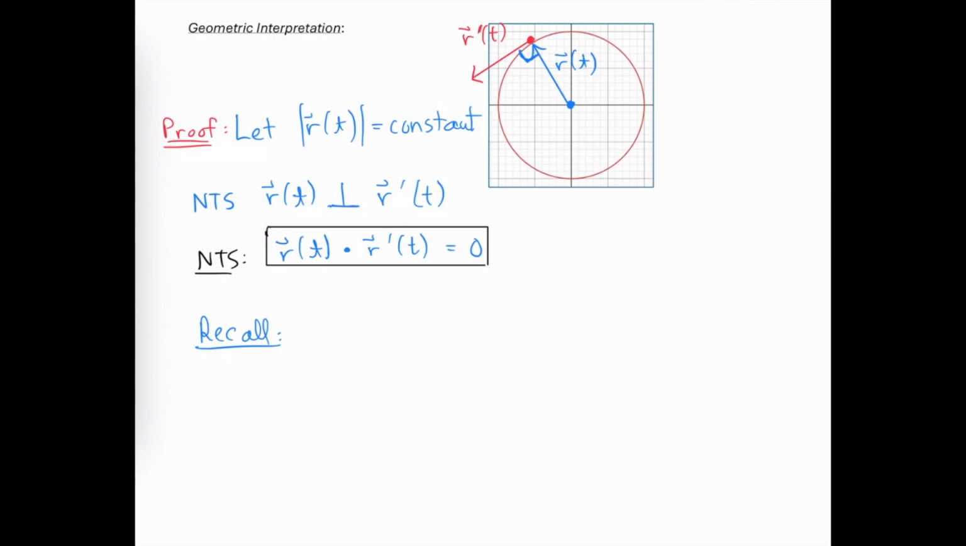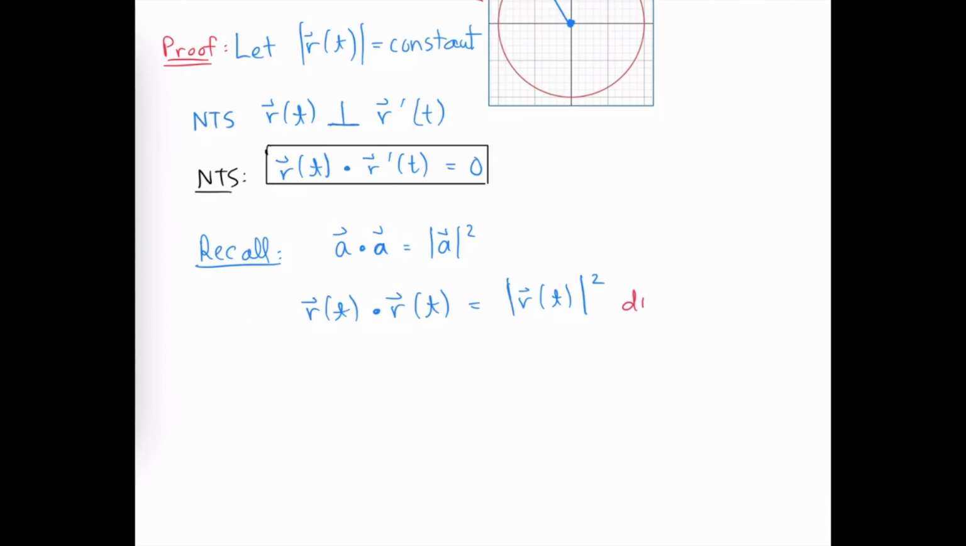Let's recall from some of our properties of dot products. The dot product of a vector dot itself is going to be the magnitude of that vector quantity squared, and therefore, if I were to take my original position vector and dot it with itself, what we end up with is the magnitude of that position vector, quantity squared. So now, let's take this true statement and differentiate both sides. So we're looking to take the derivative of the left-hand side and the derivative of the right-hand side.